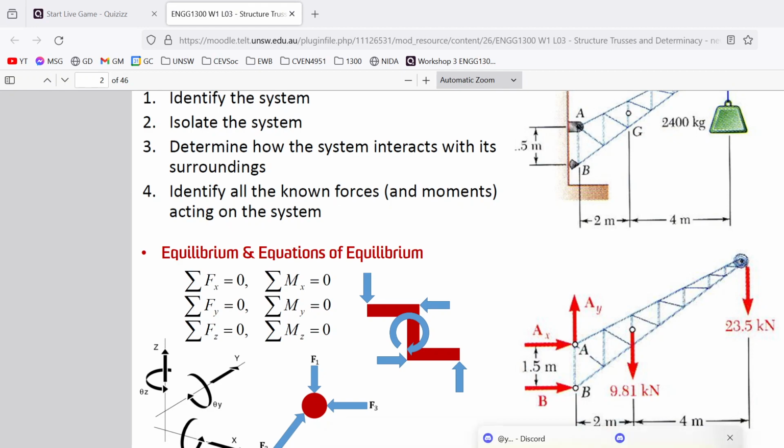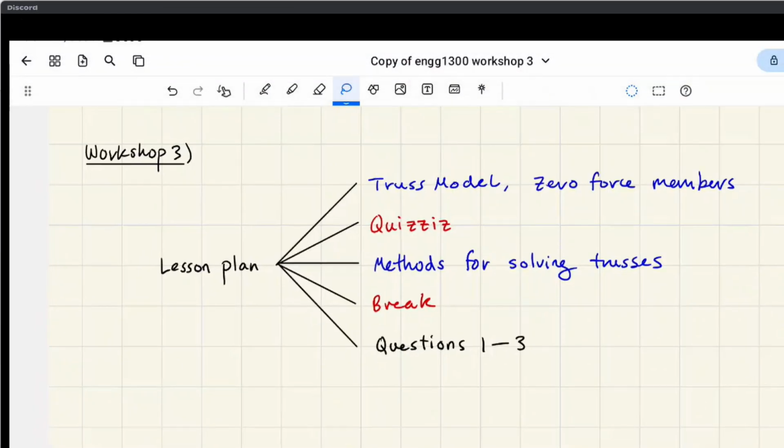All right. So here's today's lesson plan. I know I usually start with the quizzes, but I'd like to run you through what a truss is first, as well as what a zero force member is. And as usual, feel free to ask questions, and I'll try my best to check the chat periodically as questions pop up.